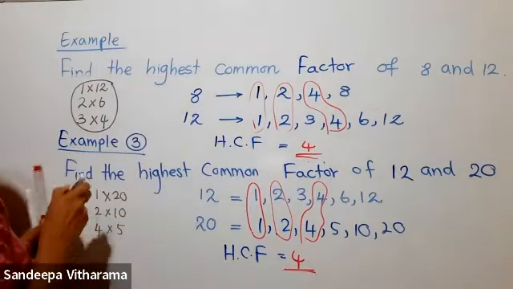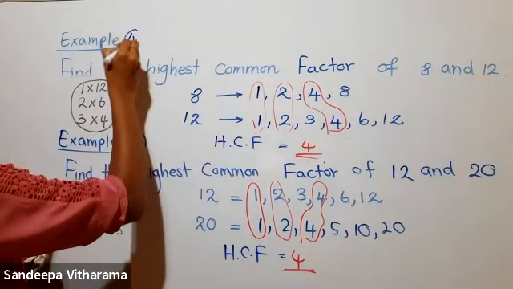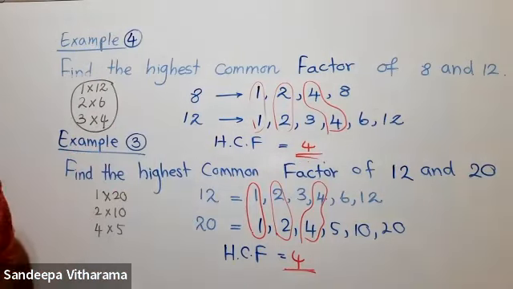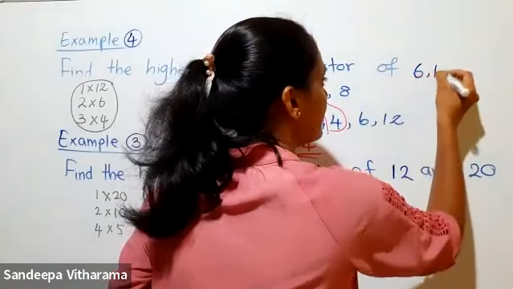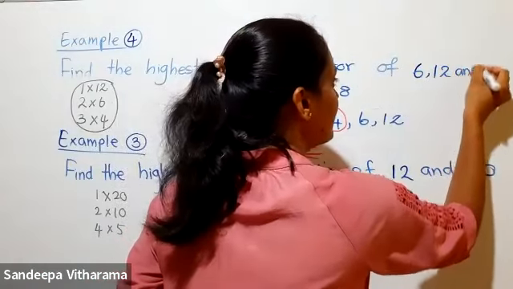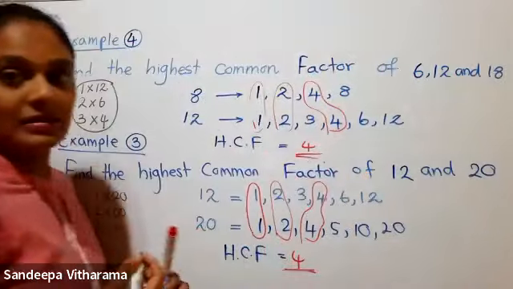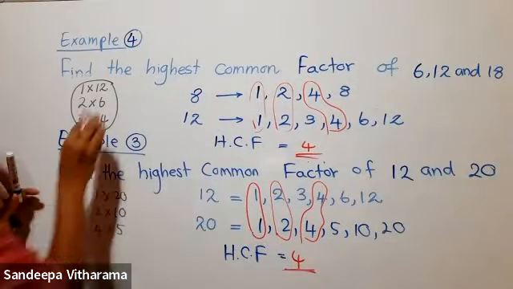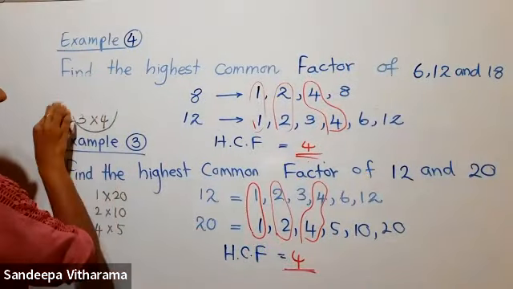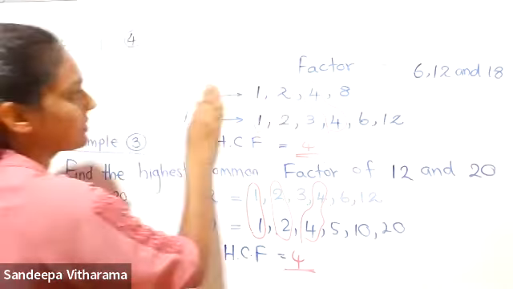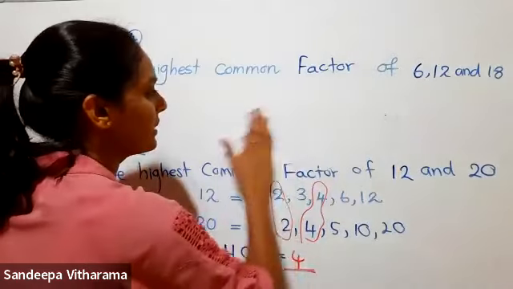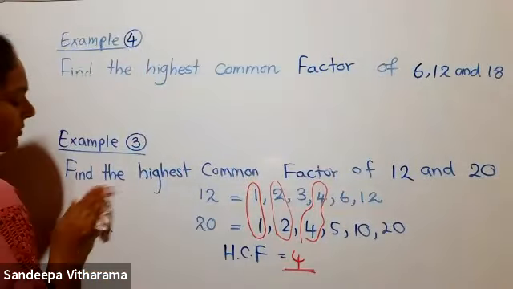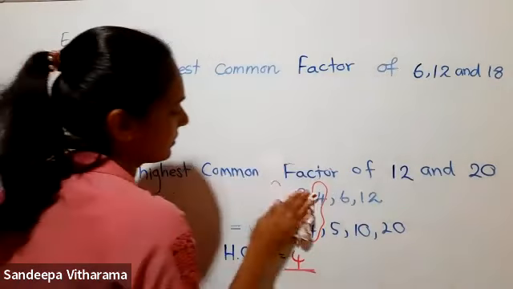Fourth one. Example 4. Find the highest common factor of 6, 12, and 18. There are 3 numbers given. So you have to list out their factors. Yes, you have to list out the factors of 3 numbers.